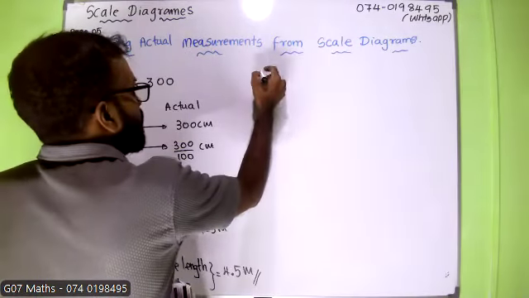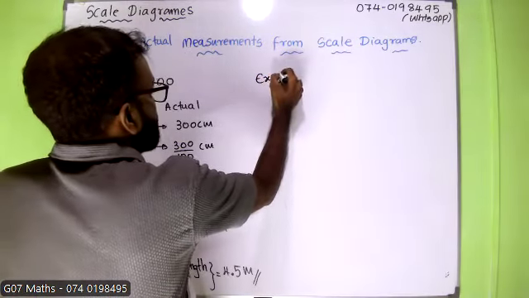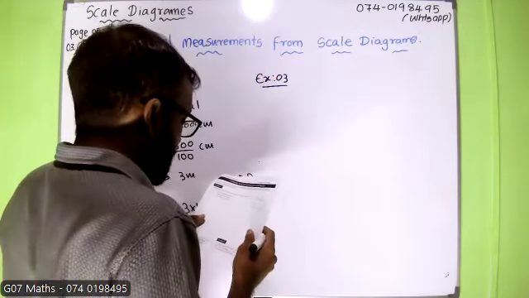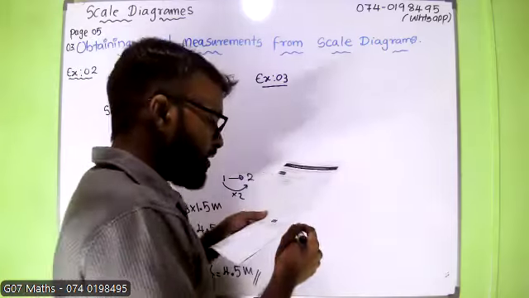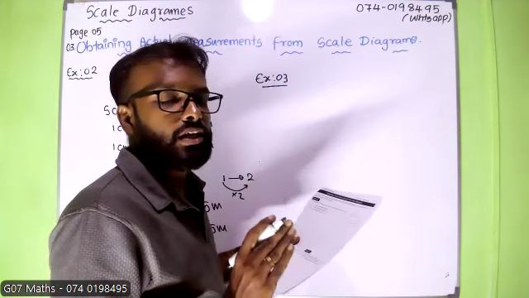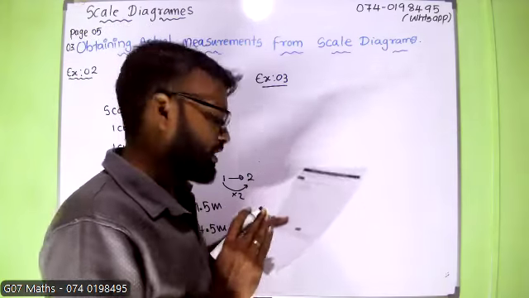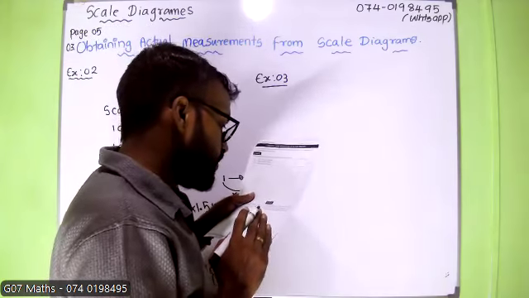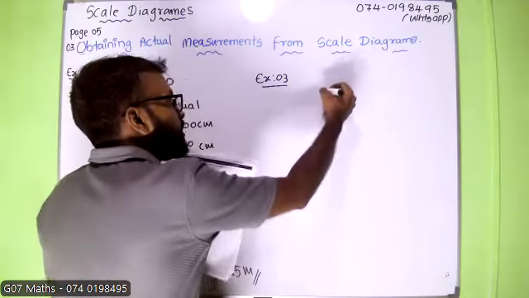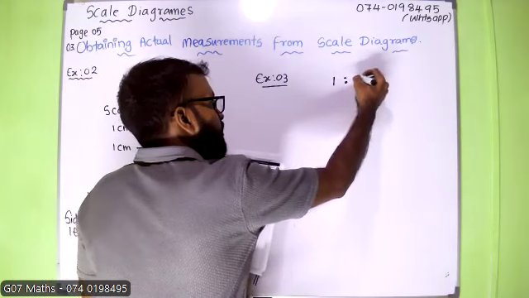So, example number 3. A square shaped flower bed. Square shaped means all the sides are equal in length. It is drawn to the scale of 1 to 400.